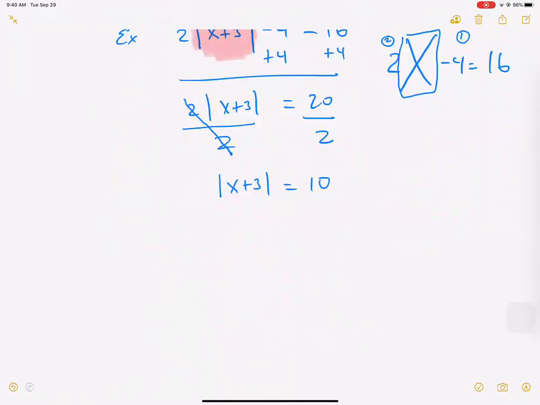Got one step left. Okay, now that the absolute value is by itself, now it's a pure problem. This is the only time you can trade out an absolute value, when it's cleaned up, when it's by itself.